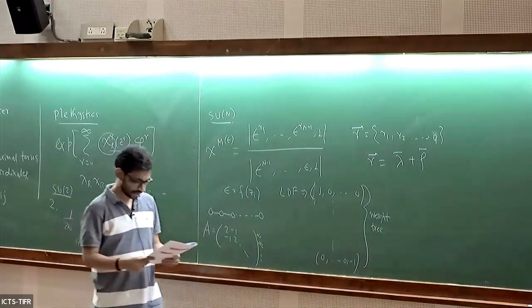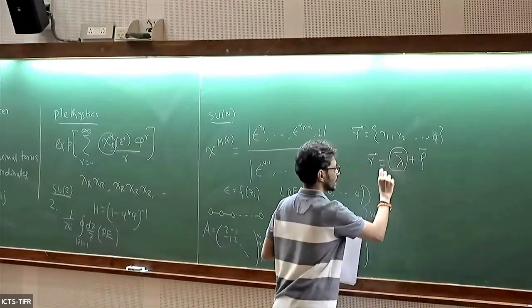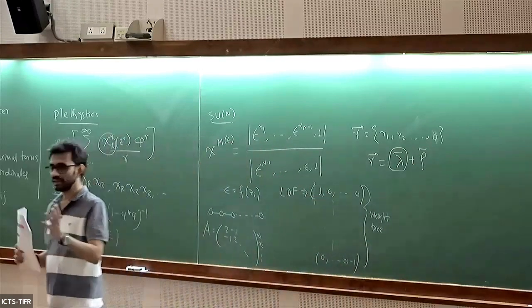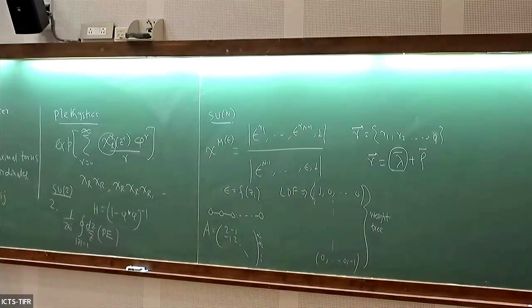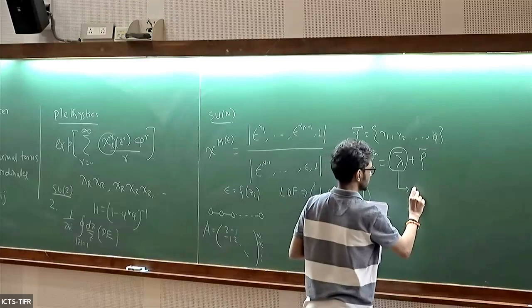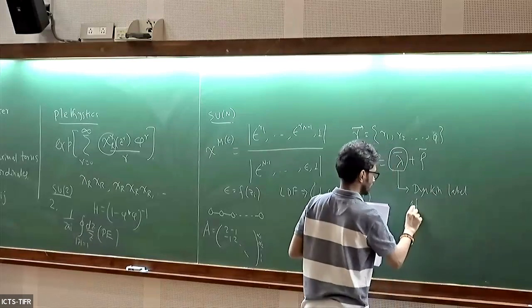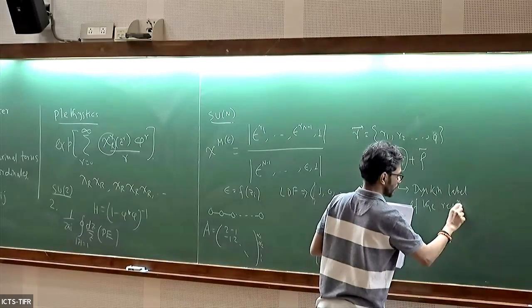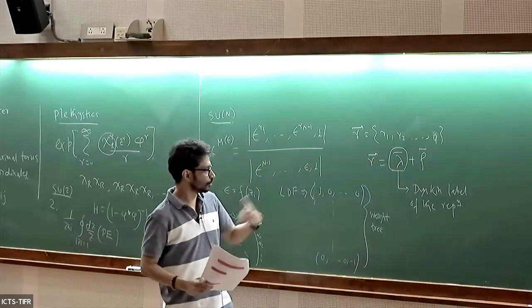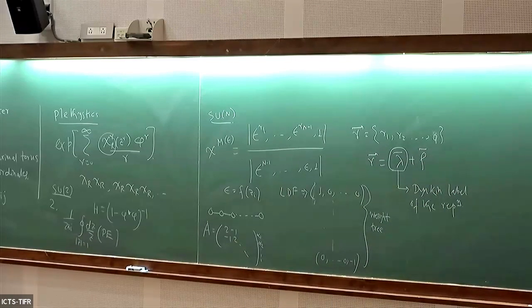Okay, so now this lambda actually has a very deep relation with the Dynkin label of the representations. In group theory, I would not go into the definition of how to derive all those things, but rather I will tell you how you can calculate lambda for a given representation.